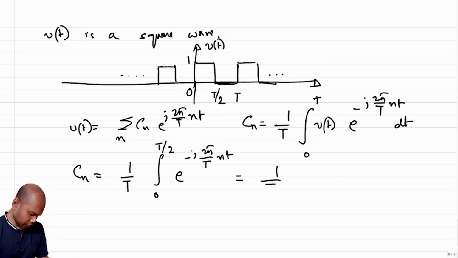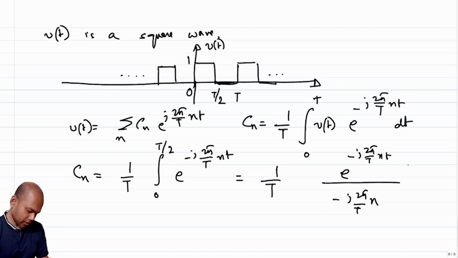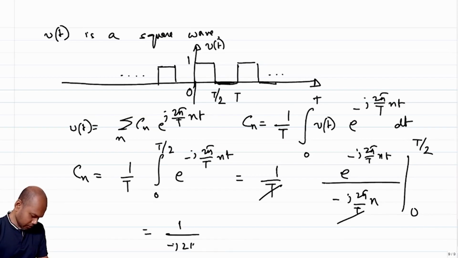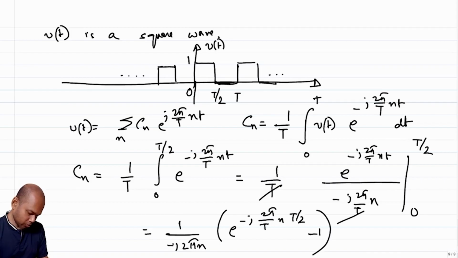Then this becomes 1 over t times 1 over minus j 2 pi over t n, evaluated between 0 and t by 2. So what do I get? The t cancels, and I get 1 over minus j 2 pi n times e to the power minus j 2 pi by t n times t by 2, minus 1.